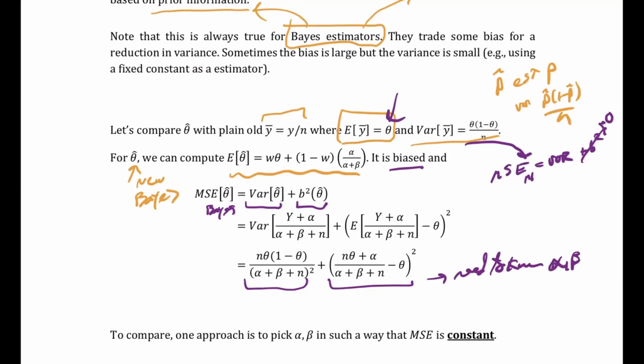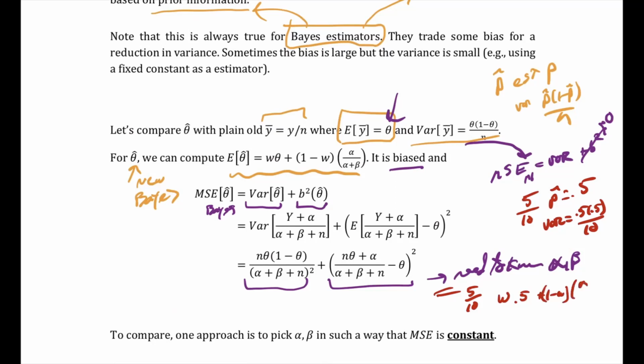And one way to think about this is, suppose I see 5 out of 10 observations. Well, then p hat is equal to 0.5, and the variance is 0.5 times 0.5 over 10. So I can compute that. Down here for the Bayes estimator, if I see 5 out of 10 observations, my estimate is W times 0.5 plus 1 minus W times alpha over alpha plus beta. And so I need to know alpha and beta before I can compute anything.